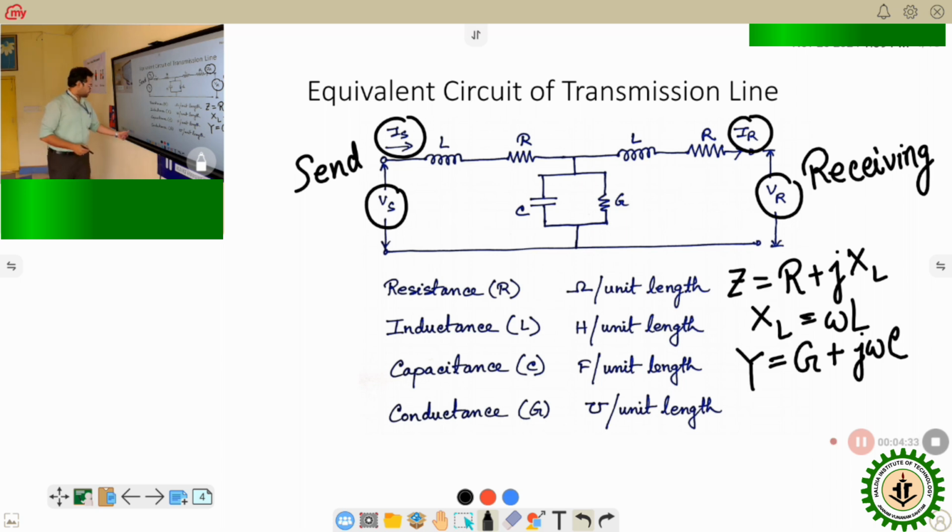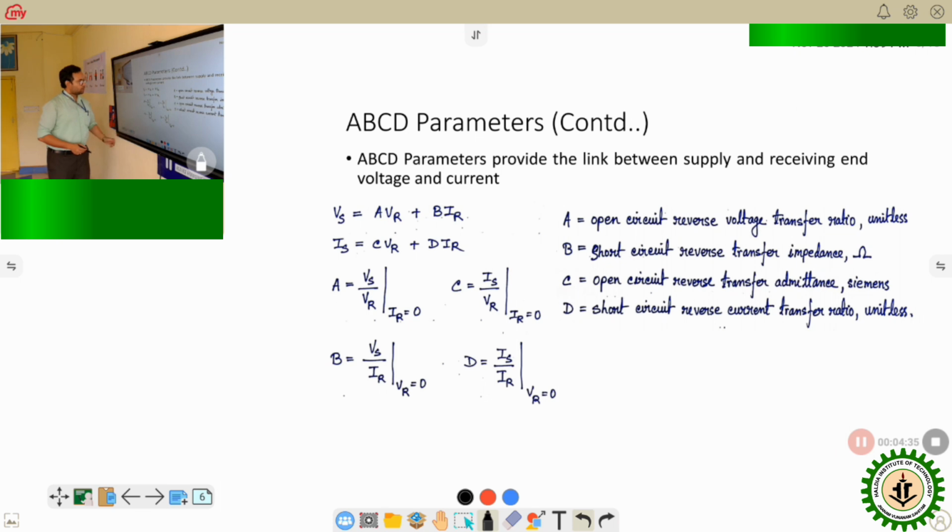Now, when we come to the ABCD parameters of the transmission lines, we can see that we can represent the sending end voltage and current, which is VS and IS, with respect to the receiving end voltage and current using the values of A, B, C and D.